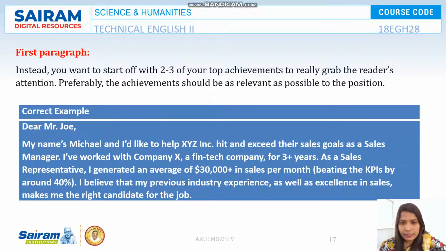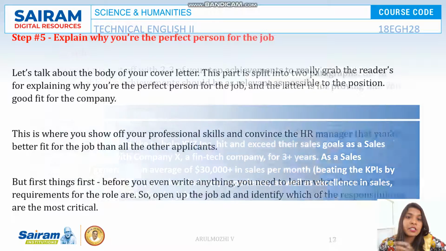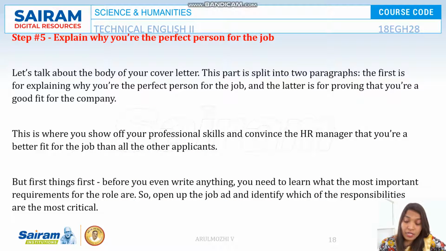So when you do it like this, you're giving the exact thing the hiring manager is looking for. Take for example, if you're applying for the position of a sales manager, the hiring manager definitely looks for somebody who can achieve their target. So when you mention your achievements in sales and marketing, there you go, you got his attention. So in order to create the best impression, your first paragraph of the cover letter must impress the hiring manager.